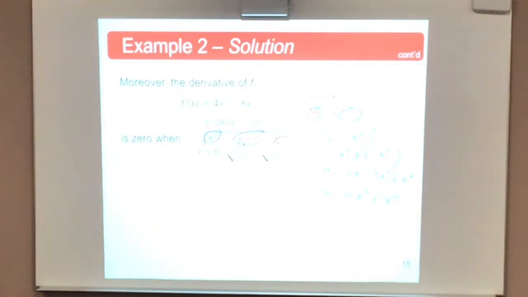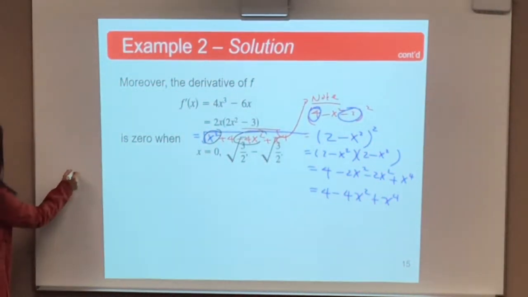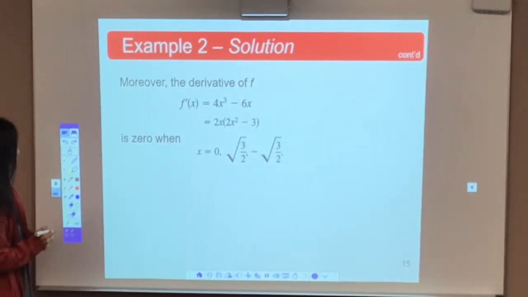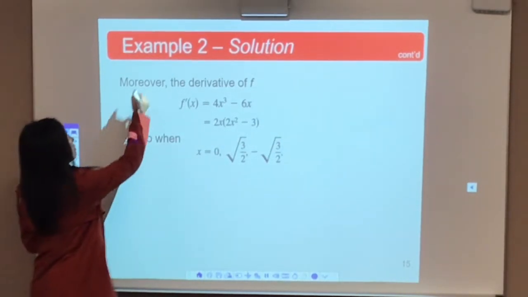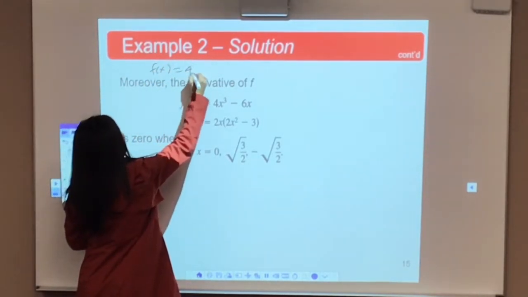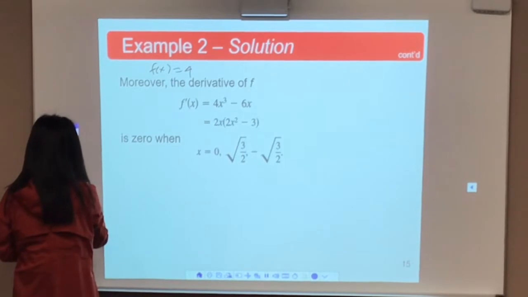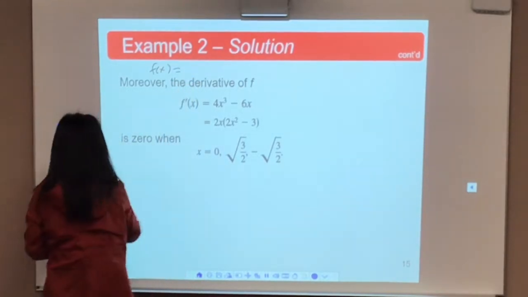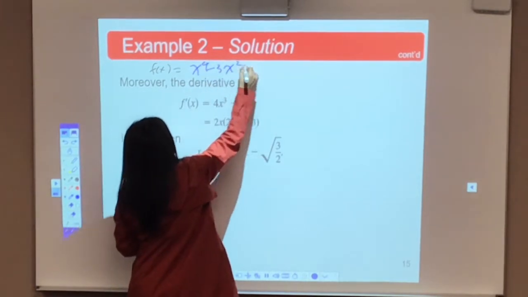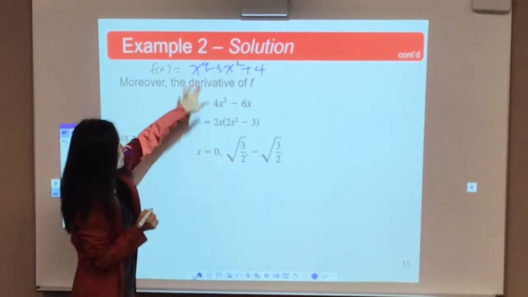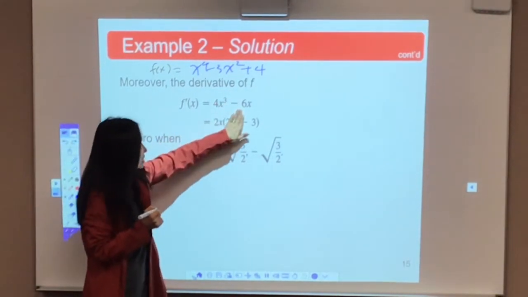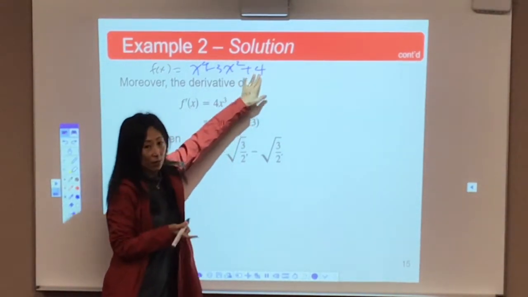So let me get the things right here. Alright, so what was the equation? x to the 4 minus 3x squared plus 4. So taking a derivative of this, you get what? 4x to the third minus 6x, and 4 becomes a 0.